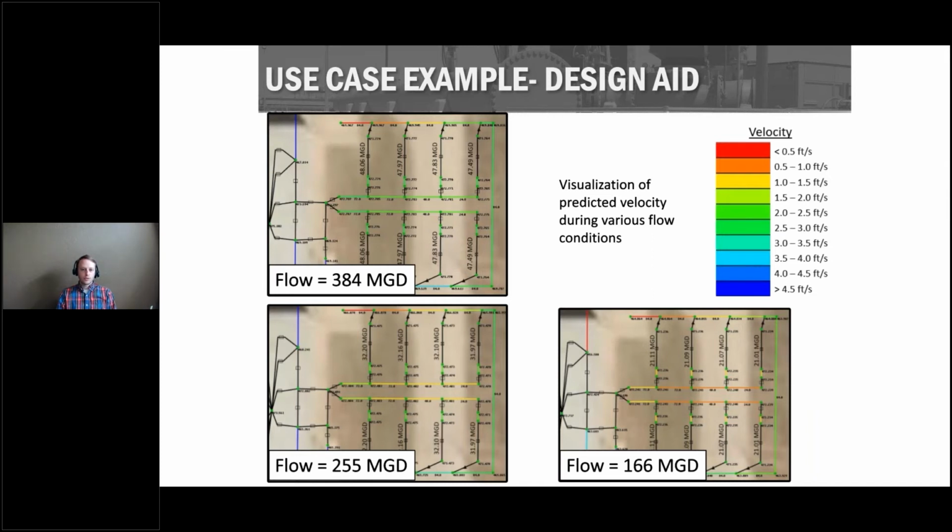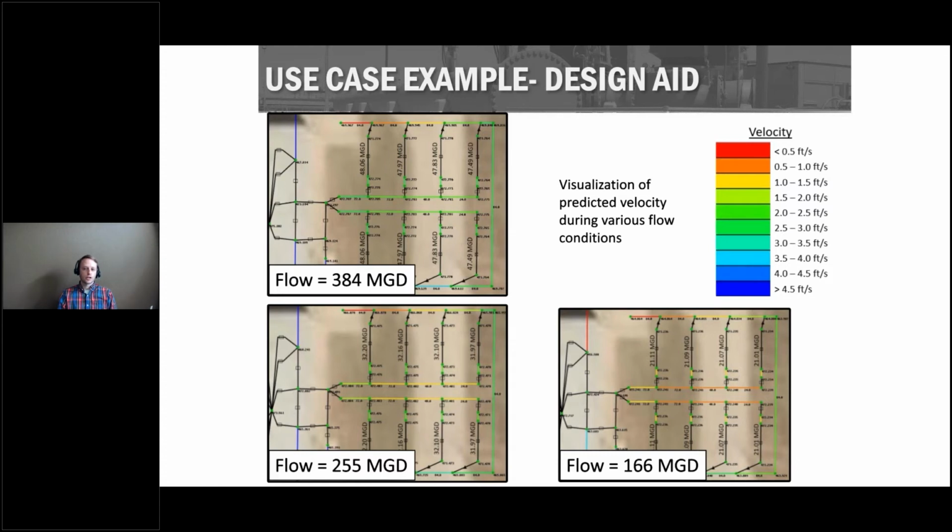One of the advantages we found with ICM is it's a good way to visualize, in this case, velocity. A lot of times, you'll check specifically for grit removal, you want to maintain 2 feet per second or higher velocities in the influent channels of the grit removal facility, so that you're getting all that grit to the grit units themselves. What we're able to do with ICM is visualize and run a varying flow pattern through the model, so we could see, okay, at peak flow of 384, which is our design peak, how are the velocities in our influent channels?